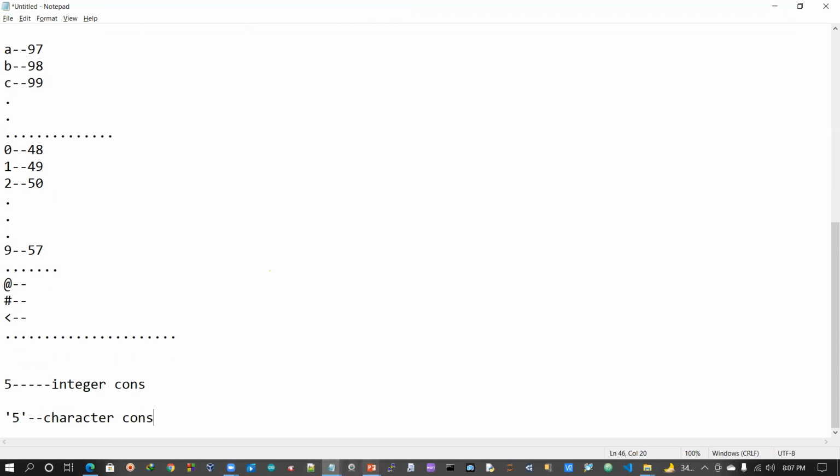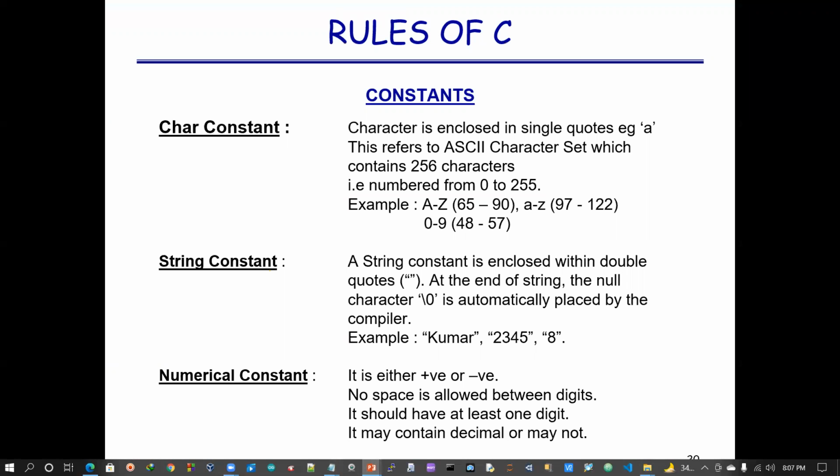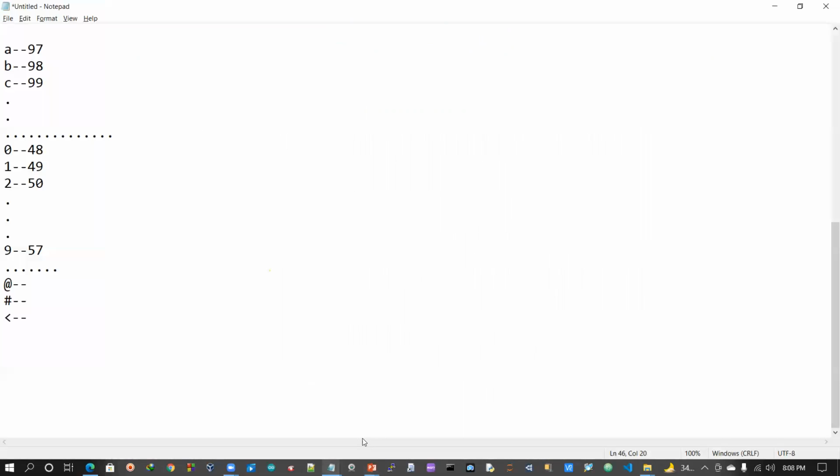So now you can understand my PPT very easily. Just look at this. A character is enclosed in single quotes. This refers to the ASCII character set, which contains a total of 256 characters, numbered from 0 to 255. For capital A to Z, it is 65 to 90. For small a to z, it is 97 to 122. Just a minute, I missed something here.